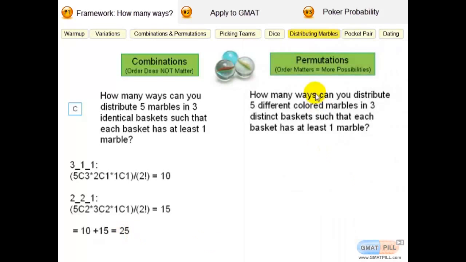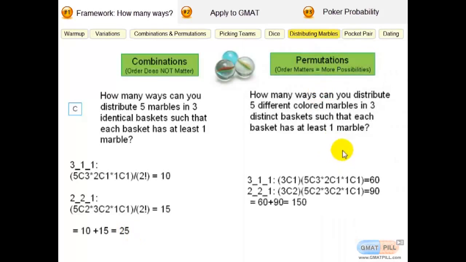Now with the permutation version, it's a little bit different. You still have the combinations of 3, 1, 1 and 2, 2, 1. The only difference is you do not need to divide by 2 factorial. And that is because each basket is distinct. And the marbles are different colors. So a yellow marble in this one is different from an orange marble in this one. So that's why you don't divide by 2 factorial.